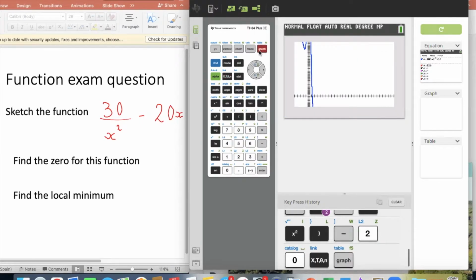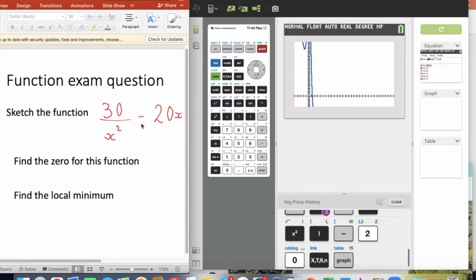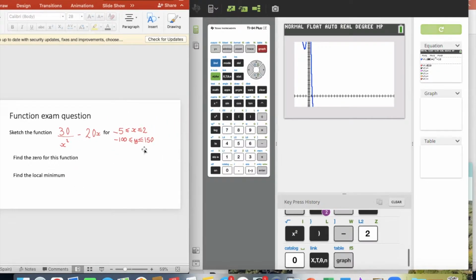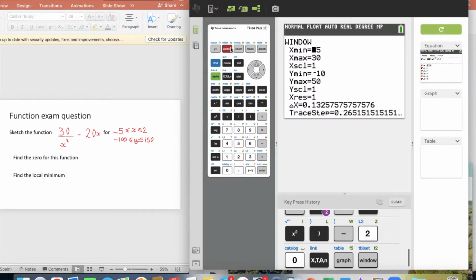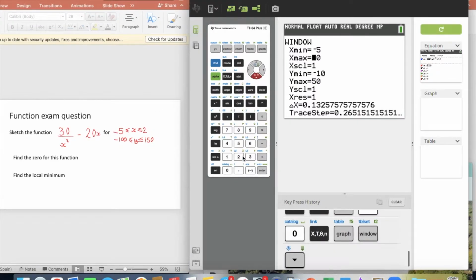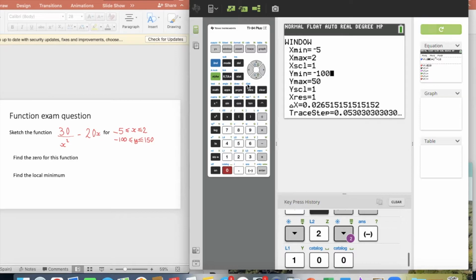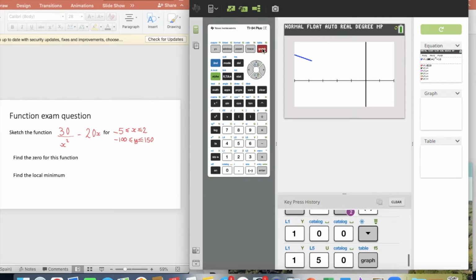We're then going to have a look at the graph. But what we want to do is it to be between particular bounds. So we're going to change the window so that it's between -5 and 2. And the y's will be between -100 and 150. And because we're specifically talking about minus numbers, we need to make sure we use the little minus. Go back to the graph.